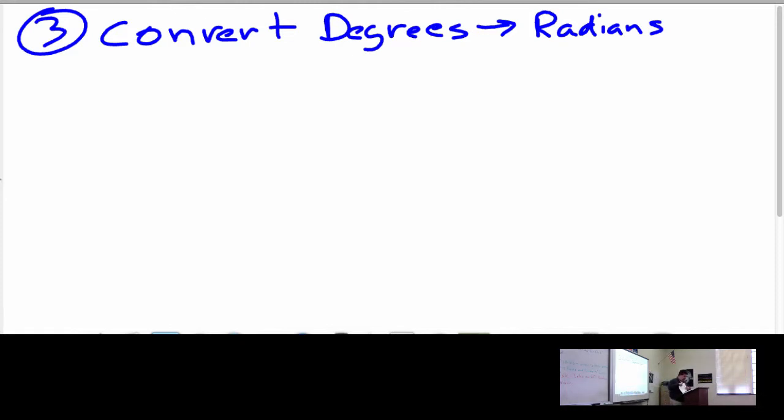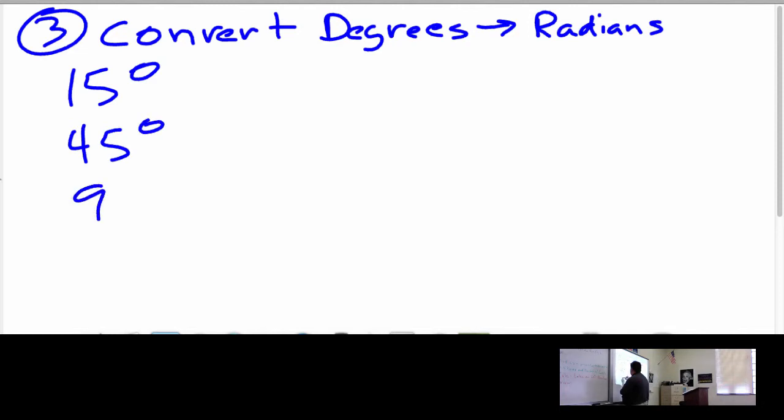And this isn't too hard. So what is it? It's 15, 45, 90, and 120. So we have 15 degrees, 45. Was it 40 or 45? 45. Can somebody read those off to me? 45, 90, 120.